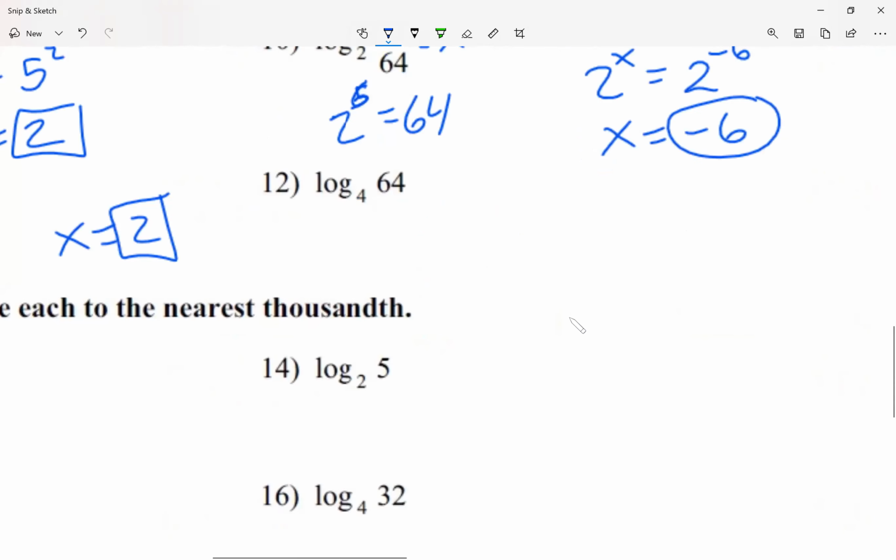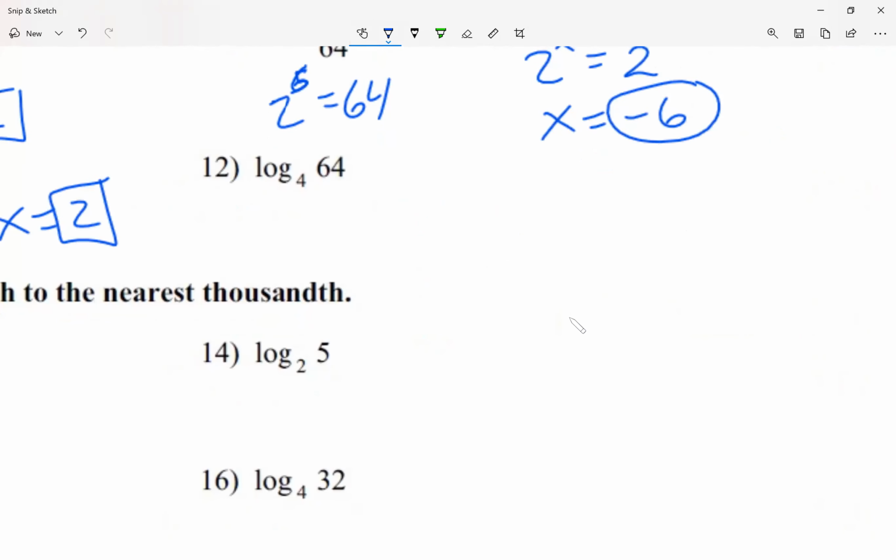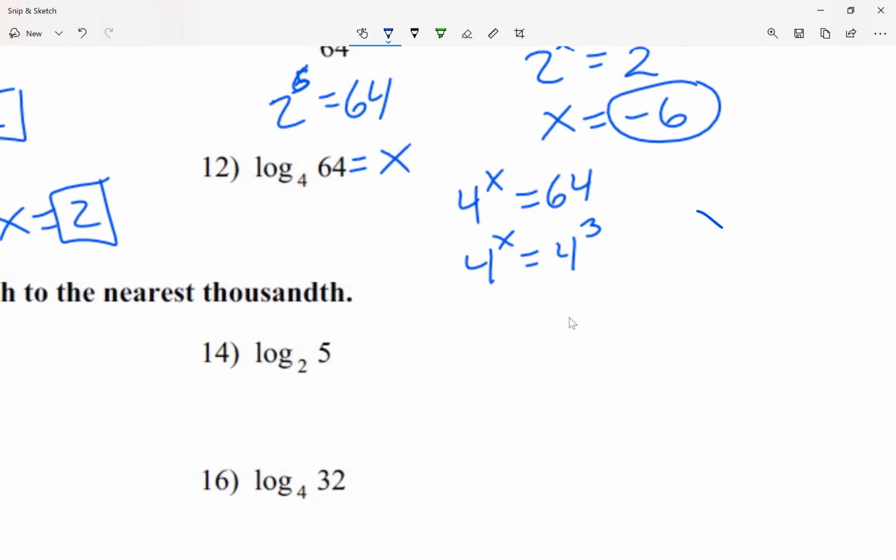One last example on these easy ones. I'm just going to rewrite this as log base 4 of 64 is equal to X. So let me write this as 4 to the X equals 64. I know 4 to the third is equal to 64. So let me write this as 4 to the X is equal to 4 to the third. So I'm just going to say X is equal to 3.